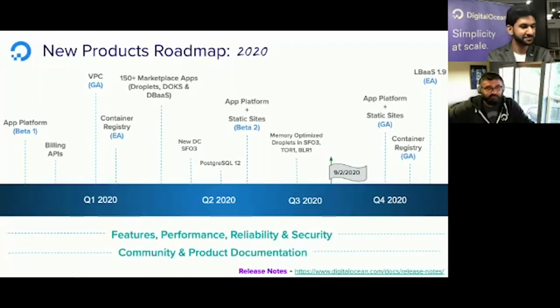But we do have a plan to ship App Platform and static sites in GA and make it public to all of you in the coming months. It's coming soon in Q4.